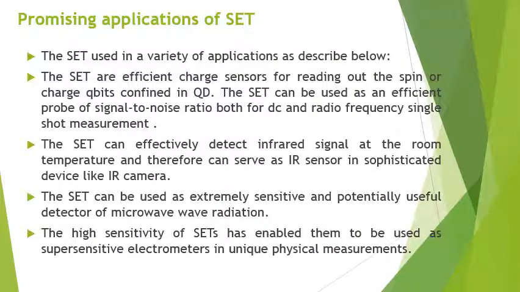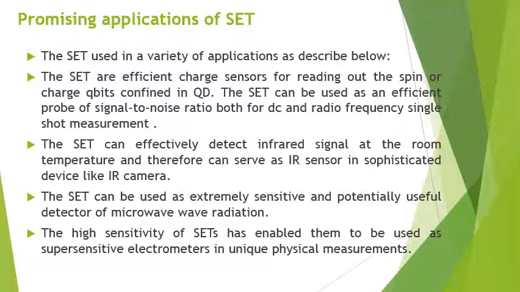Now once the construction and working principle are known to us, then we can easily know the applications of any device. Now the applications of single electron transistors. It is used in a variety of applications, and the first one is that it is an efficient charge sensor for reading out the spin or charge qubits confined in a quantum dot. So the single electron transistor can be used as an efficient probe with good signal to noise ratio, both for DC and radio frequency single shot measurement.